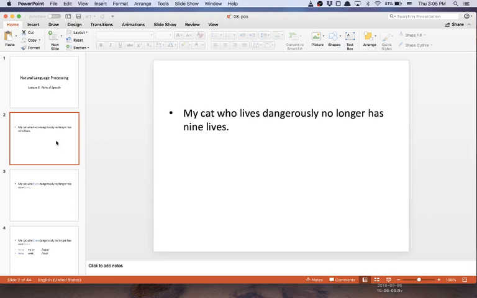You might say something like, my cat who lives dangerously no longer has 9 lives. What stands out to you about this sentence, aside from the fact that it depicts a totally unrealistic state of affairs? What do you notice about it? Well, as somebody who's trying to implement language technologies, what problem does this sentence raise?